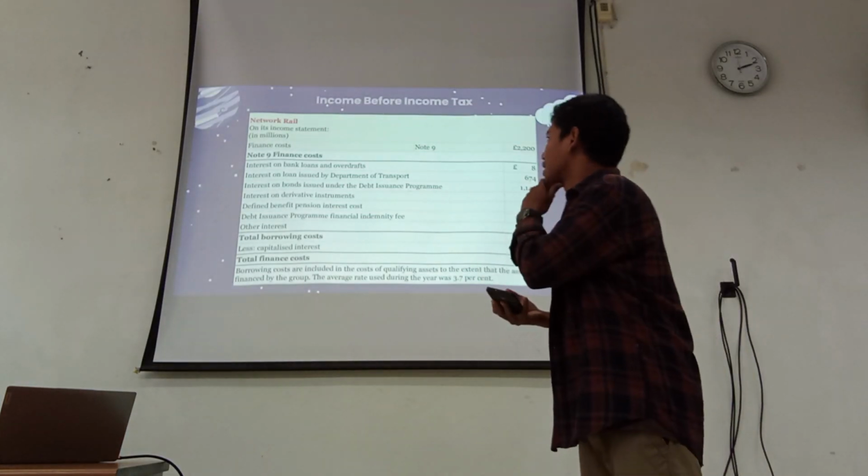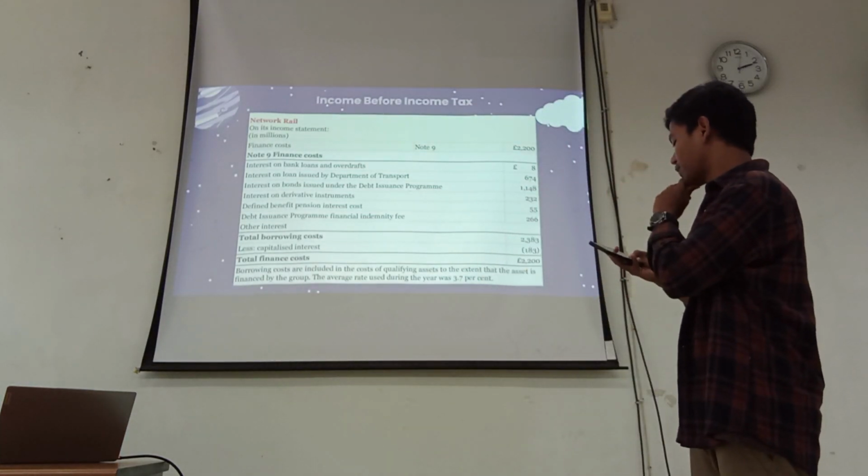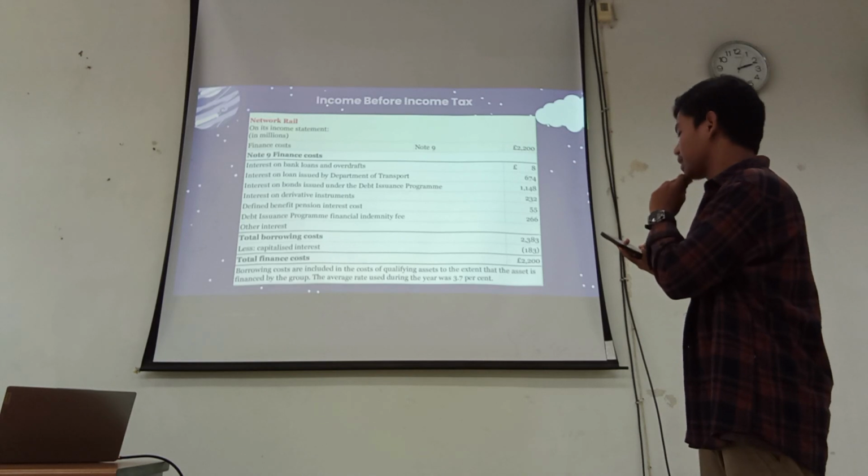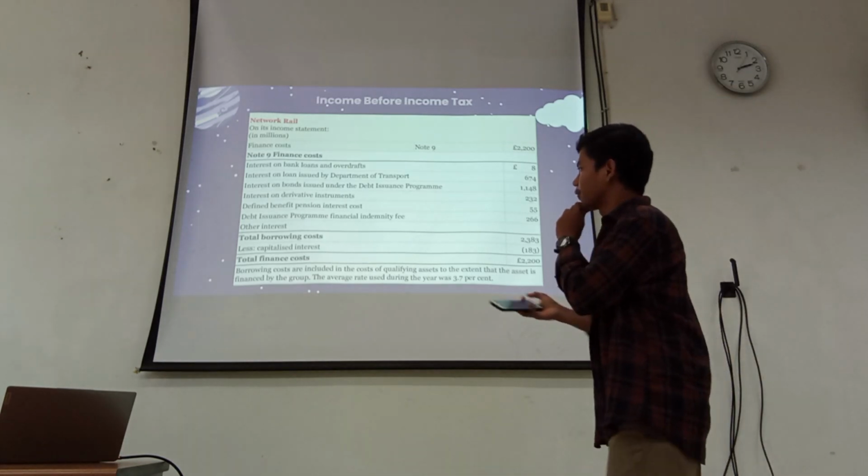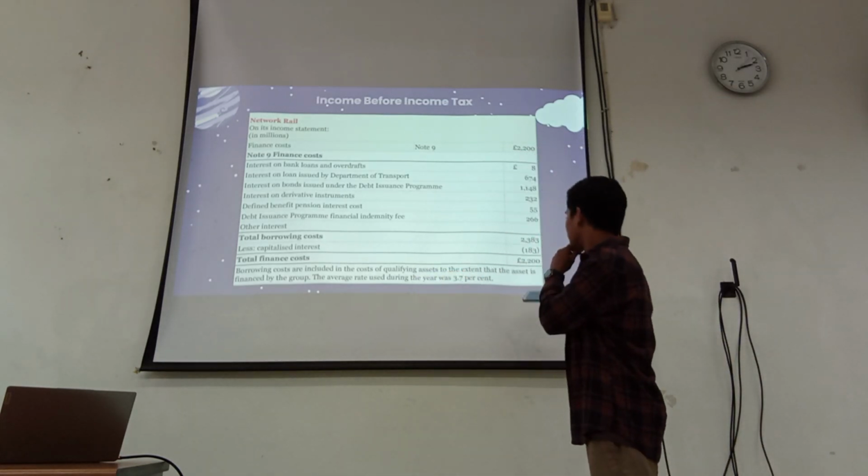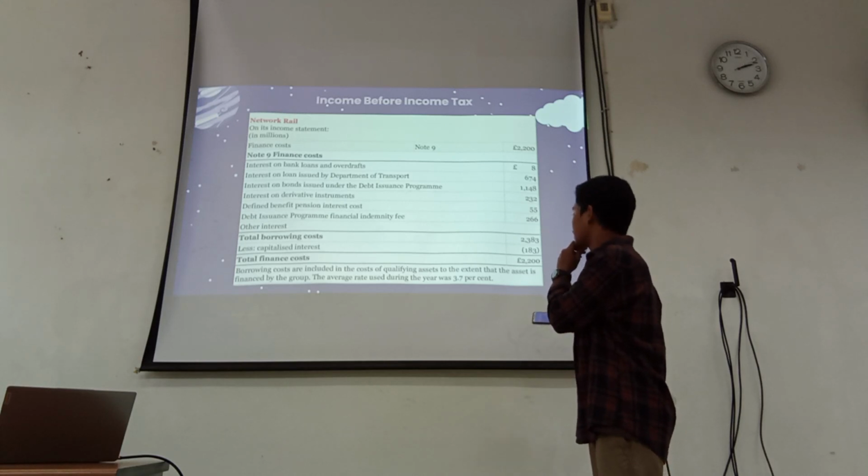And then this is the income before income tax from Network Rail, and the total financing cost will be 2,200 euro.